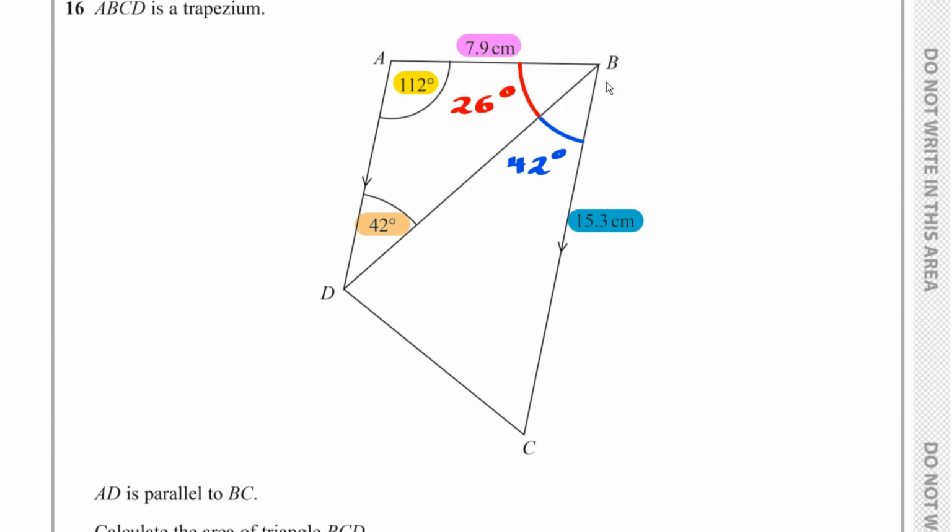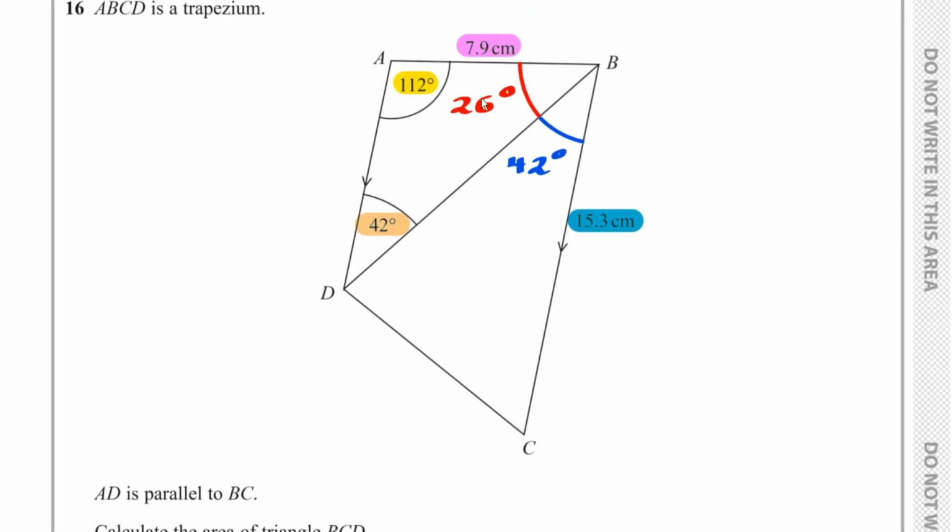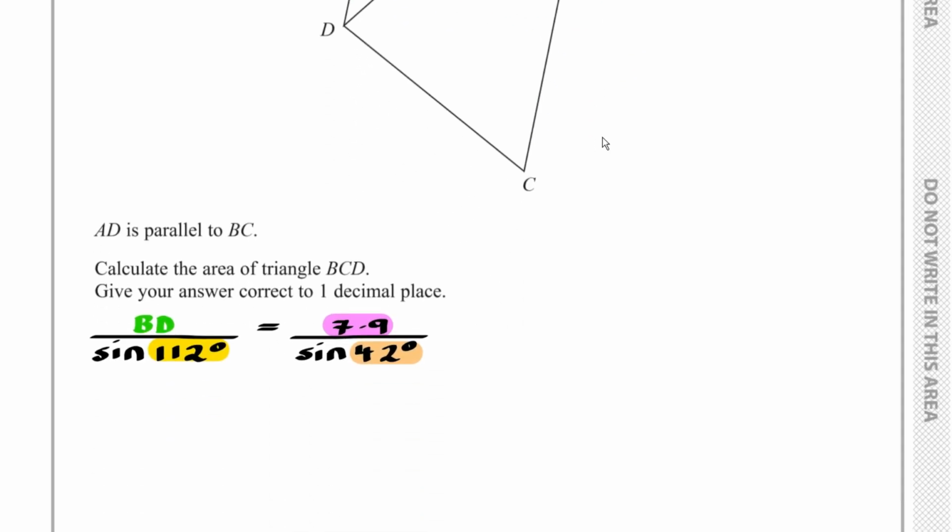To find out the area of the triangle BCD, we've got a length here and an angle here. We need the length BD. We can find out what BD is using the sine rule. We've got a side, an angle opposite it, a side and an angle opposite it. So using the sine rule, we've got BD over the sine of 112 equals 7.9 over the sine of 42. And with this we can find out what BD is.